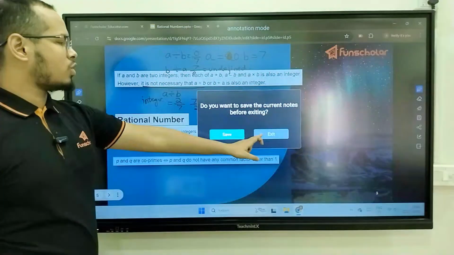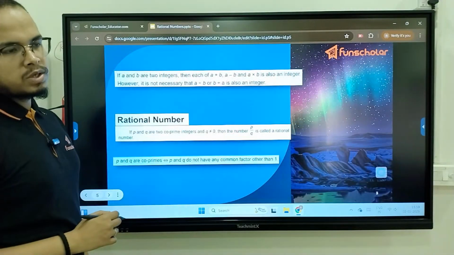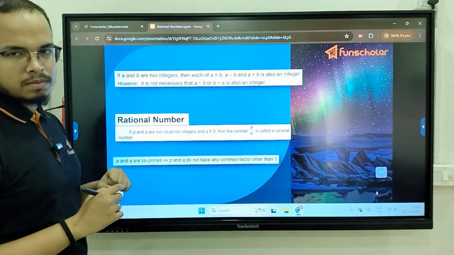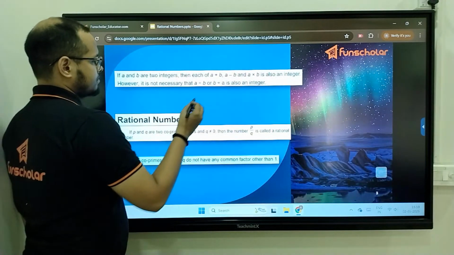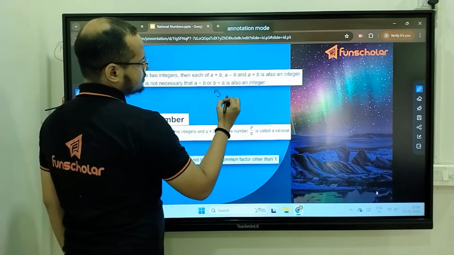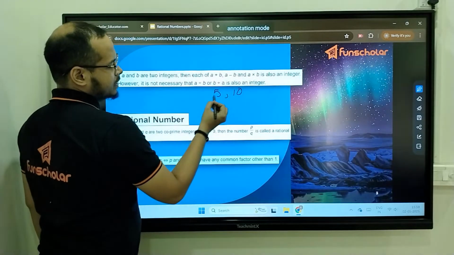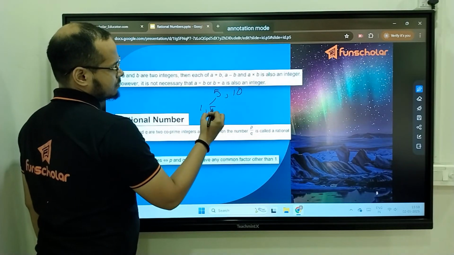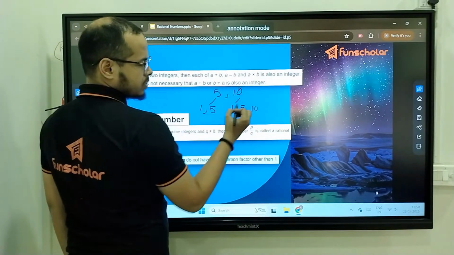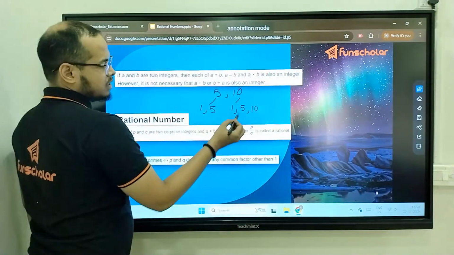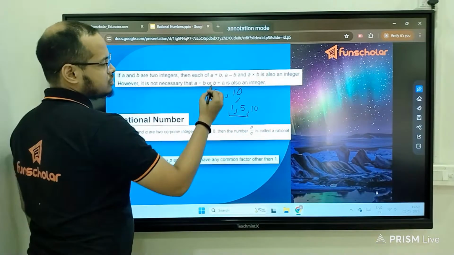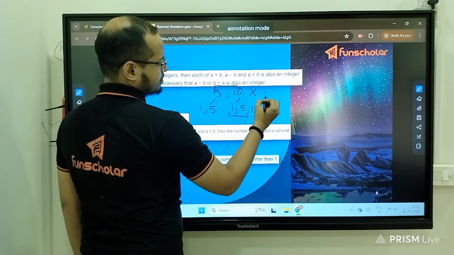Now, let us see what is co-prime. Co-prime numbers are two numbers that have no common factors among them. Let me give you an example. For example, if I write 5 and 10, the factors of 5 are nothing but 1 and 5. The factors of 10 are 1, 2, 5, 10. So the number 10 contains the factor 5, so these two numbers are not co-prime.